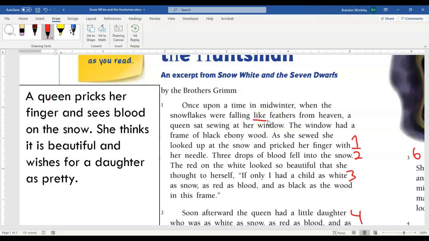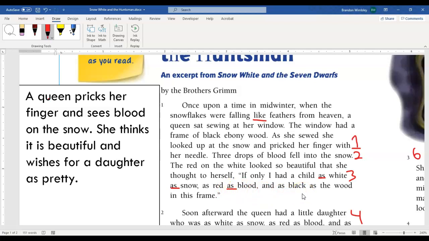A queen sat sewing at her window. The window had a frame of black ebony wood. As she sewed, she looked up at the snow and pricked her finger with her needle. Three drops of blood fell into the snow. The red on the white looked so beautiful that she thought to herself, if only I had a child as white as snow, as red as blood, and as black as the wood in this frame.